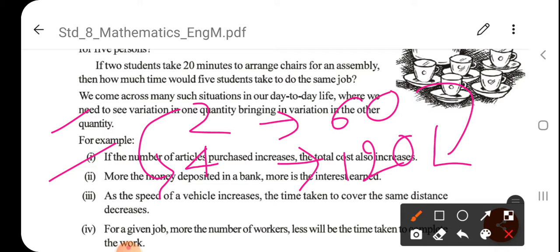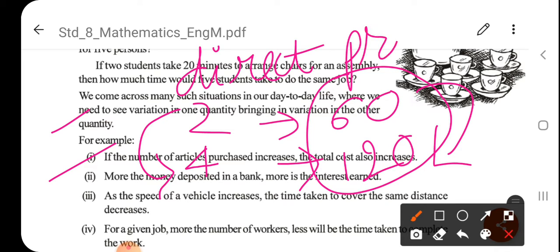Now there are two types of variations. This is also a variation. It is direct variation. As the number of books increased, then on the other side the cost also increased. This is a direct variation. What is this? Direct variation, or we can say direct proportion.